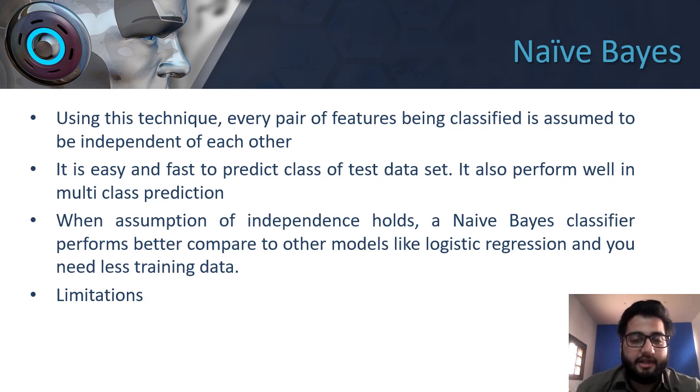However, there are certain limitations when using this classifier technique. For instance, if a categorical variable has a category that was not observed in the training data set, then the model will assign a zero probability and will be unable to make a prediction. This is often termed zero frequency. In order to solve this, we can use smoothing techniques. One of the simplest smoothing techniques is called Laplace smoothing or Laplace estimation.